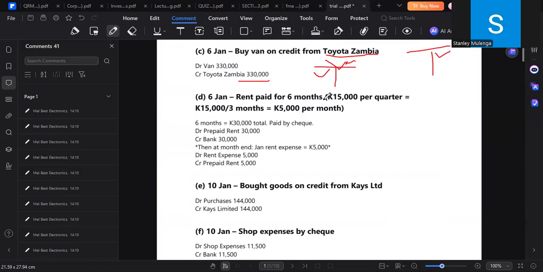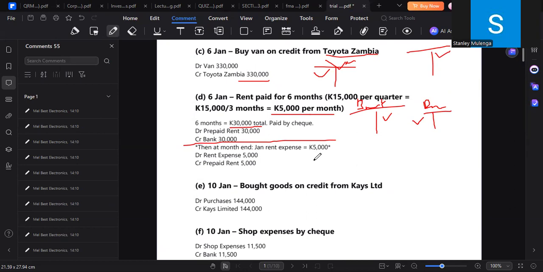Then paid rental for 6 months, 15,000 per quarter. So we divided 15,000 by 3, meaning 5,000 per month. So for 6 months, we paid a total of 30,000. So we go to the bank, since we're paying, we put 30,000 here. And rent, we debited rent because it's an expense, right? So this is one. Then at the end of the month, January, our rent expense was what? 5,000.